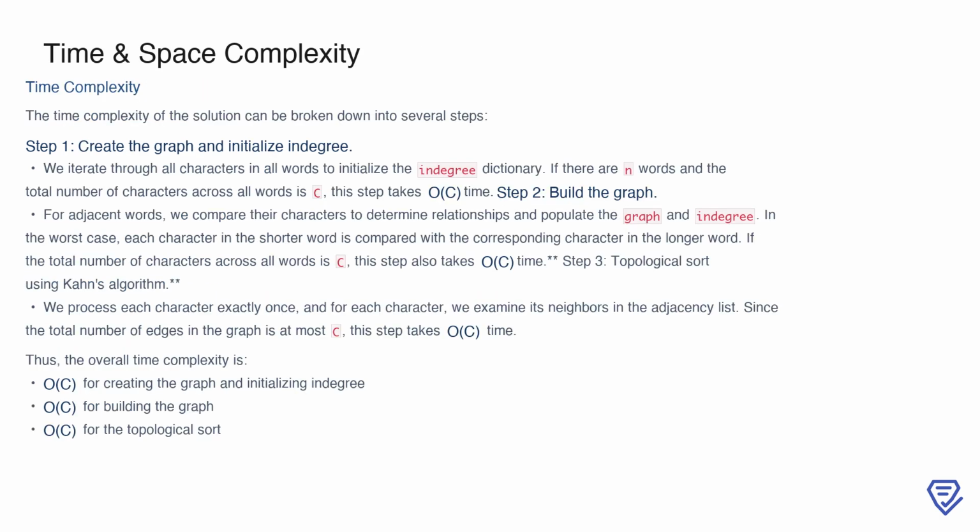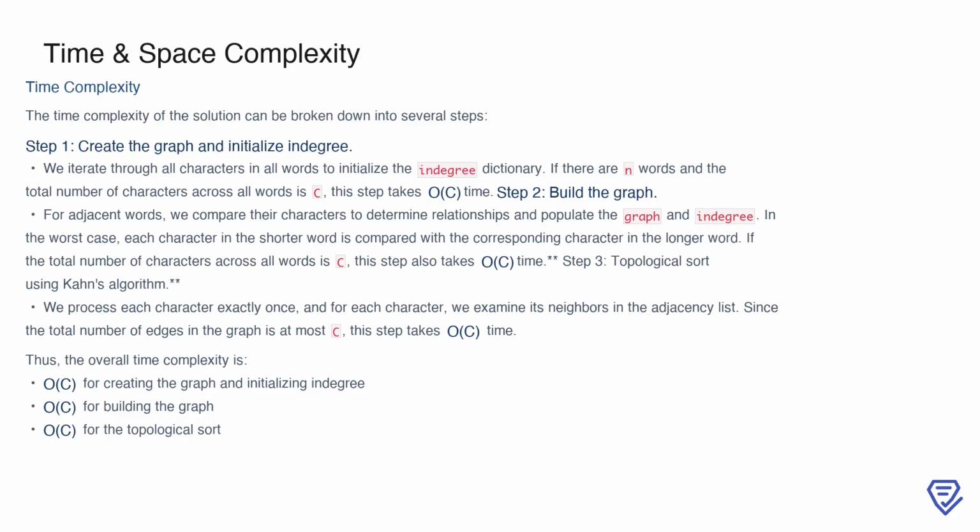Here, we are analyzing the time complexity of the solution by breaking it into three main steps. First, we create the graph and initialize the in-degree dictionary by iterating through all characters in all words. If the total number of characters across all words is C, this step takes C time. Next, we build the graph by comparing adjacent words to determine character relationships. In the worst case, each character in the shorter word is compared to the corresponding character in the longer word, and since the total number of characters is C, this step also takes C time.